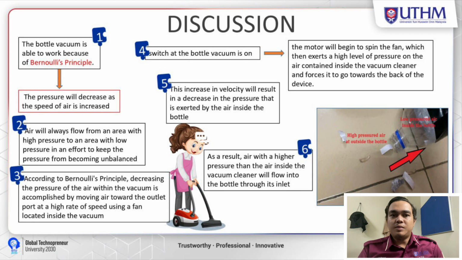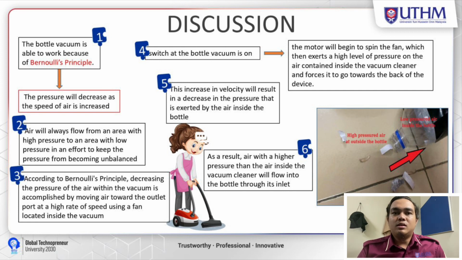According to the Bernoulli principle, decreasing the pressure of the air within the vacuum is accomplished by moving air towards the outlet port at a high rate of speed using a fan located inside the vacuum. So as you can see in the picture, when we switch on the bottle vacuum, the motor will begin to spin the fan, which then exerts a high level of pressure on the air contained inside the vacuum cleaner and forces it to go towards the back of the device.